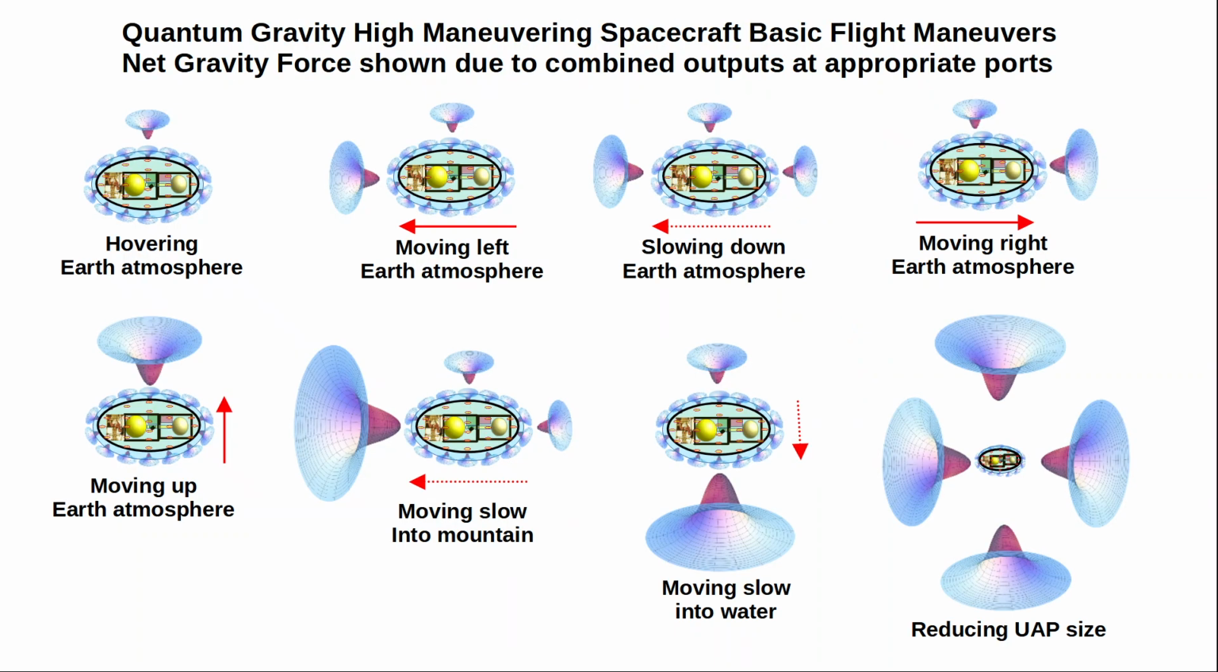So we're going to look at what the gravity around the spacecraft might look like in different maneuvers. We have the illustration of some basic maneuvers by directing different gravity field strengths to the appropriate output ports. So hovering in the Earth atmosphere, net gravity force above the spacecraft equal to Earth gravitational field at that altitude, and it would cause the type of hovering situation and not falling down to Earth.